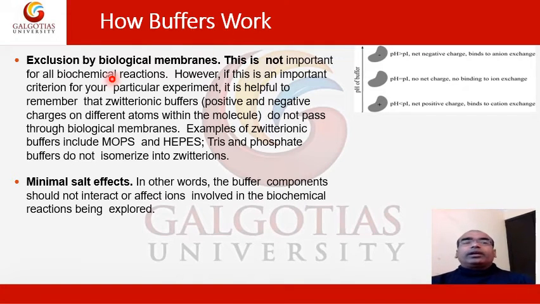How does a buffer work? Exclusion by biological membranes. This is not important for all biochemical reactions. However, if this is an important criterion for your particular experiment, it is helpful to remember that zwitterionic buffers, with positive and negative charges on different atoms within the molecules, do not pass through biological membranes. Examples of zwitterionic buffers include MOPS and HEPES. Tris and phosphate buffers do not isomerize into zwitterions.